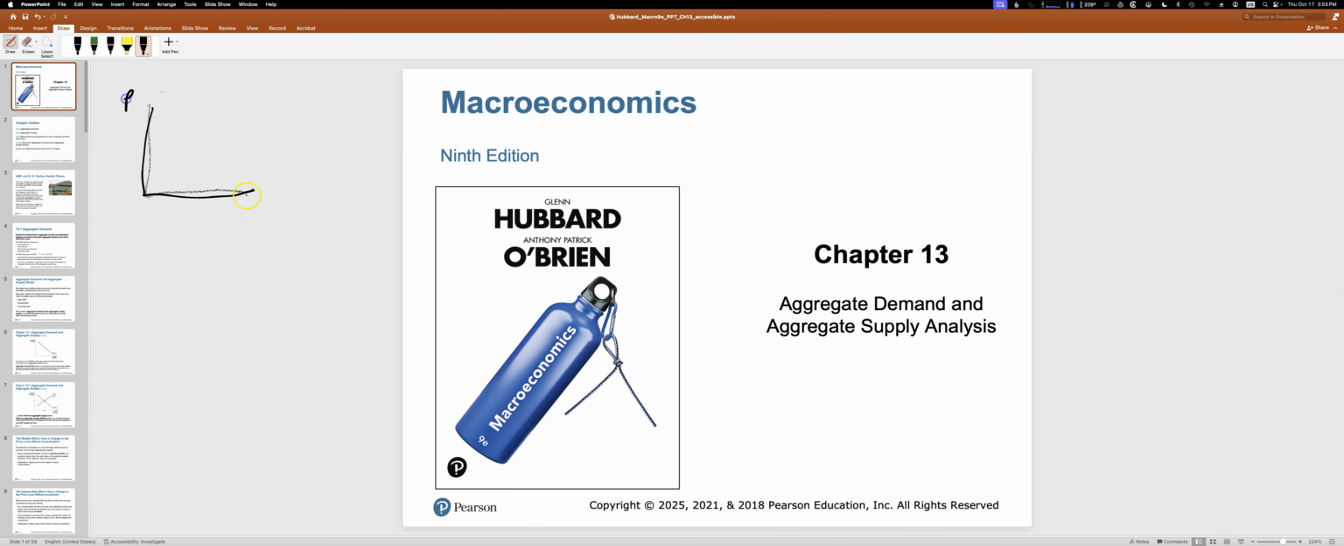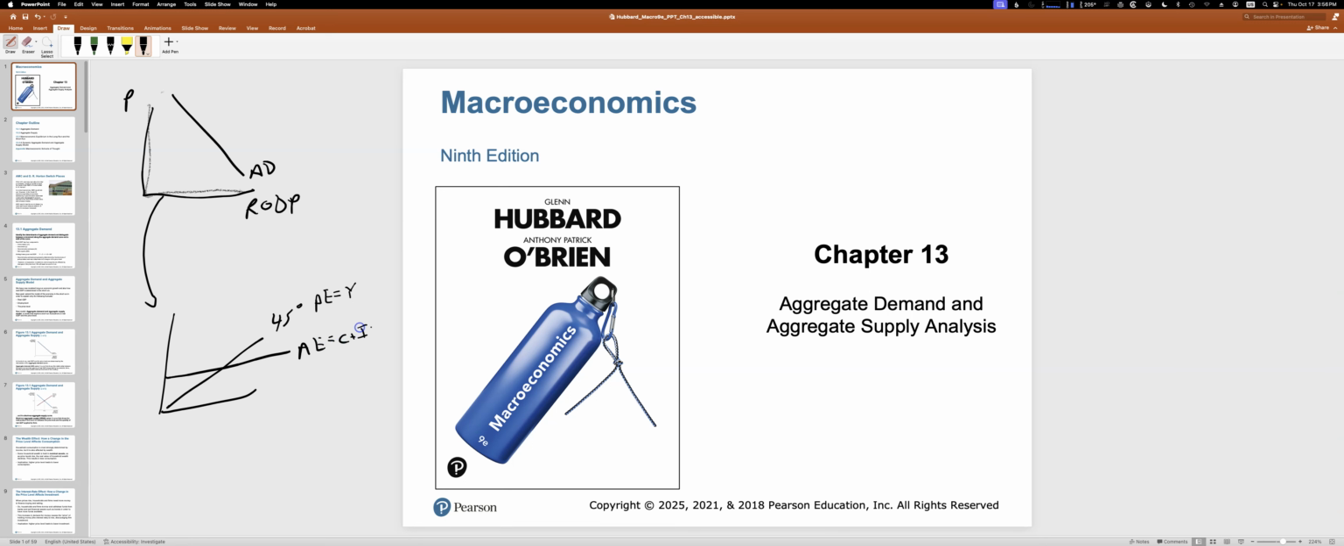Which gave us price and real GDP, and gave us an aggregate demand curve that was downward sloping. And the reason for that aggregate demand curve is it came from our Keynesian cross, our 45-degree line, where aggregate expenditures equaled real GDP. And aggregate expenditures, which was at a slope, and this being our point of equilibrium.